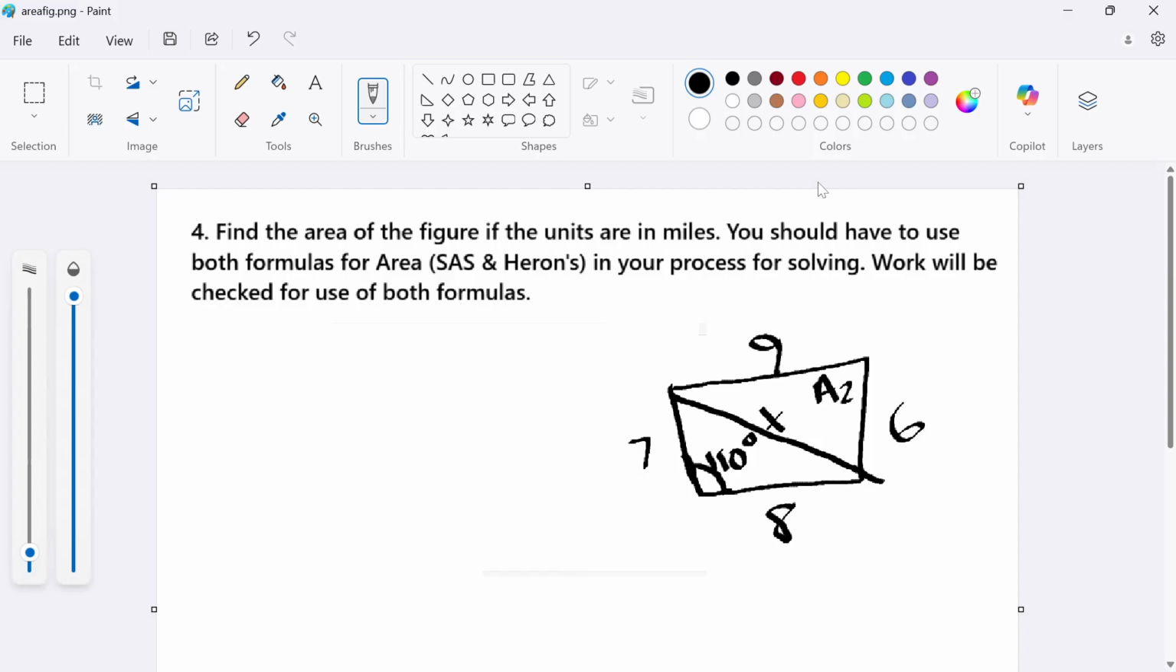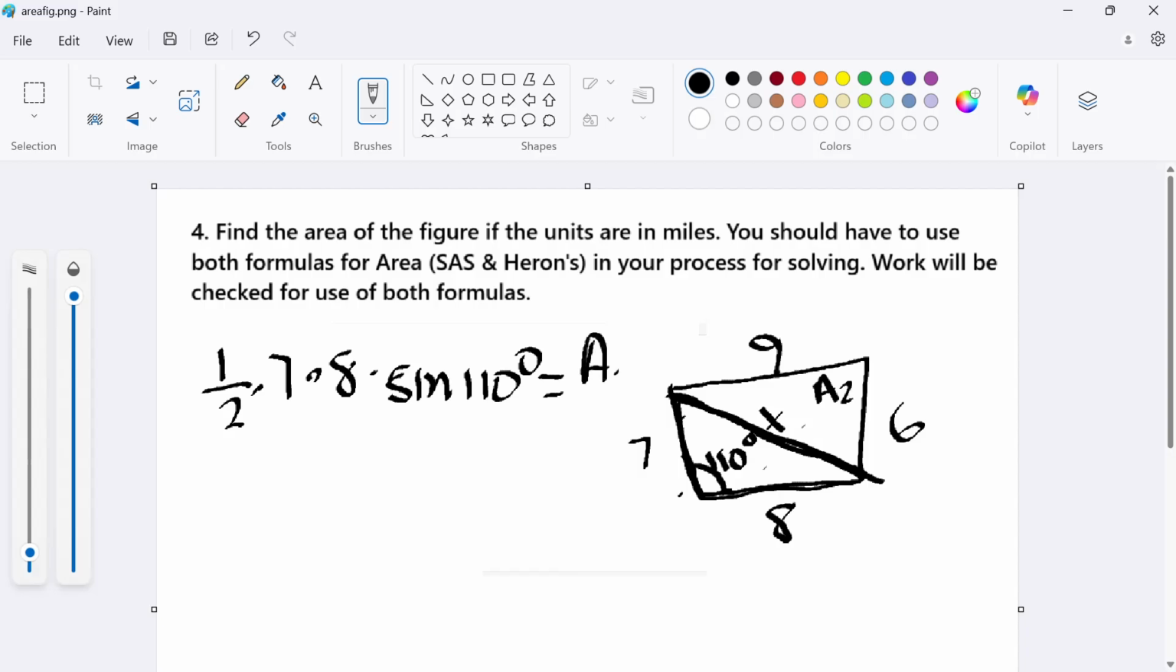So I'm going to have to use, first I can find the area of this triangle down here. Well, actually, side angle side, I'm sorry, it's not law of cosine. It's 1/2 AB sine of the angle that's included between them. That would be the area of that lower triangle. Then I'd have to use the law of cosine to find x. So I'm going to use 1/2 times 7 times 8 times sine of 110 degrees. And that's going to be the area of the triangle on the left, or lower, whichever one.